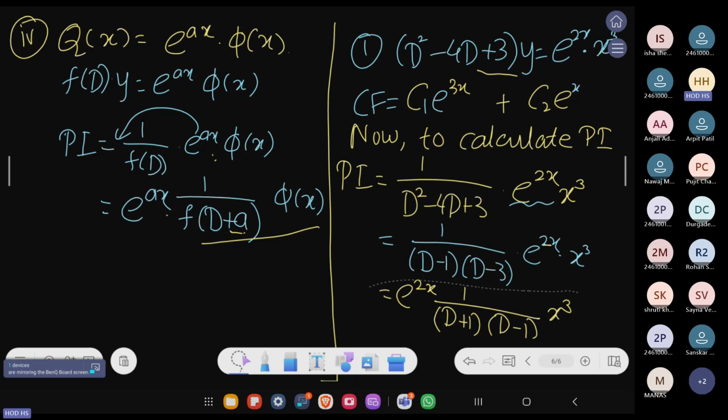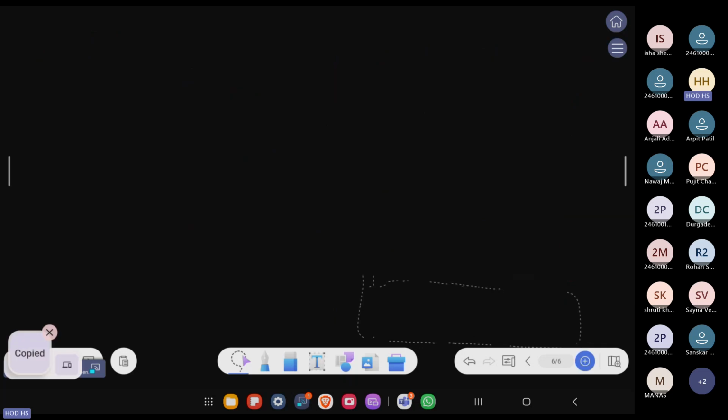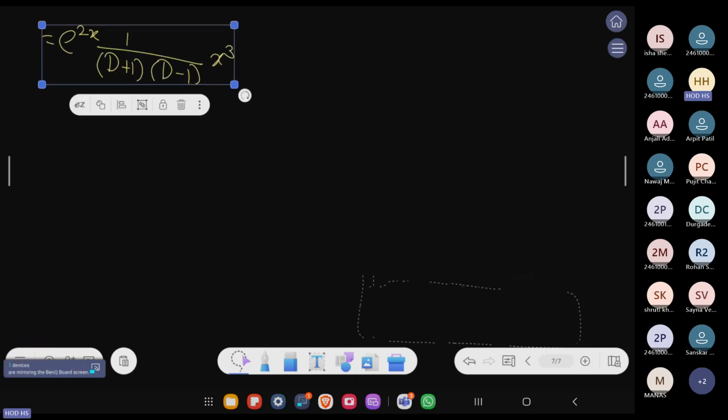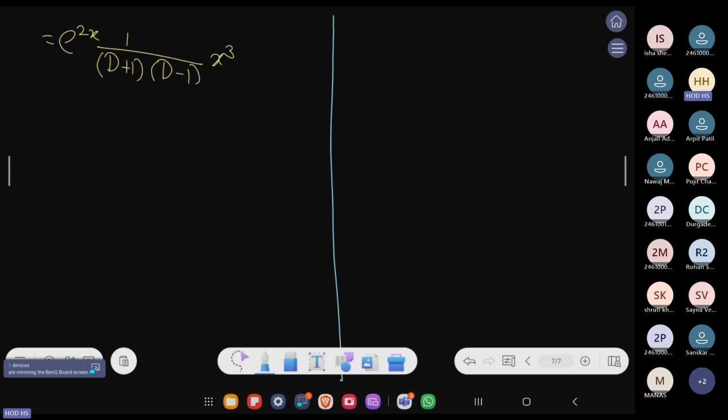So again, I will copy this part and move to the next slide, and I will again use the repeated version of the previous expansion. So I can consider this as e to the power 2x, 1 upon d plus 1 and d minus 1 as it is, but here I will reverse the order. So 1 minus d, so that I can compare it with 1 upon 1 minus d of x cube. That's why an extra minus is added. So minus e to the power 2x times 1 upon 1 plus d.